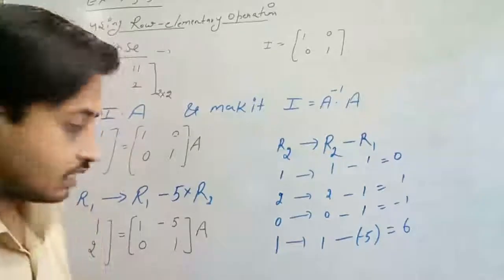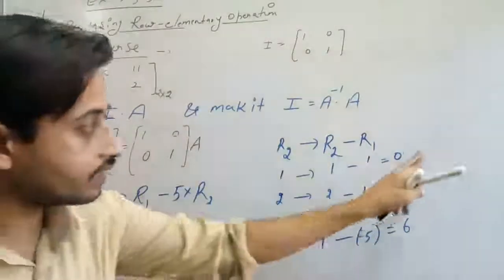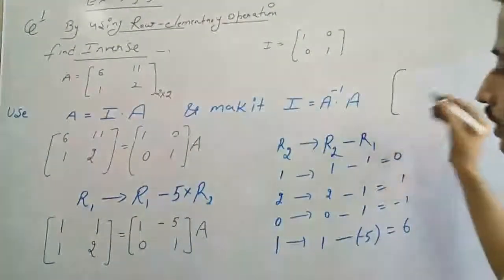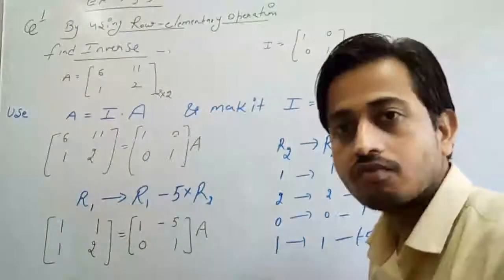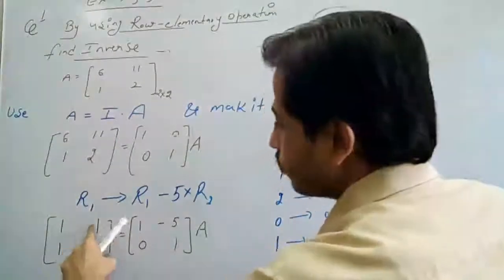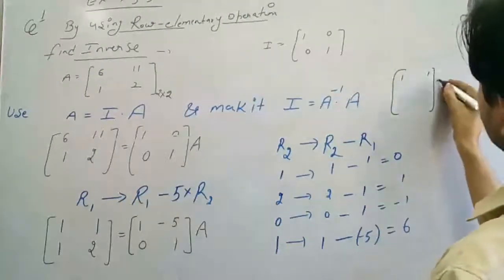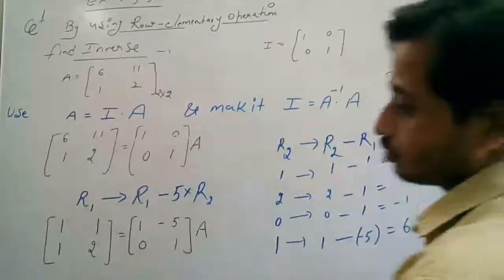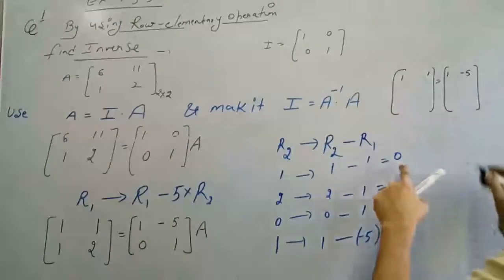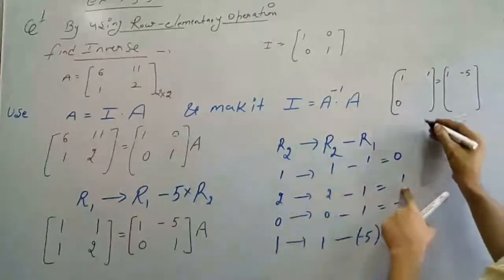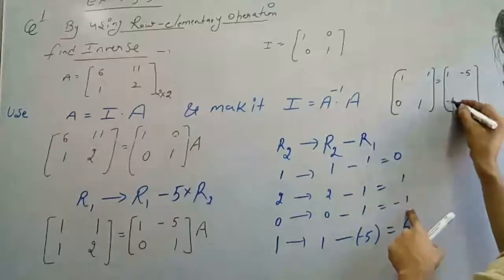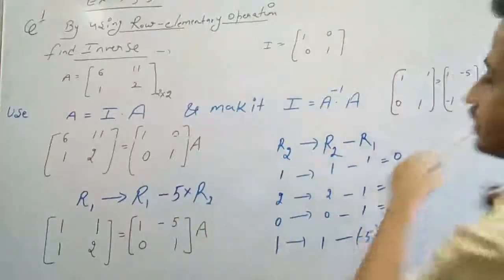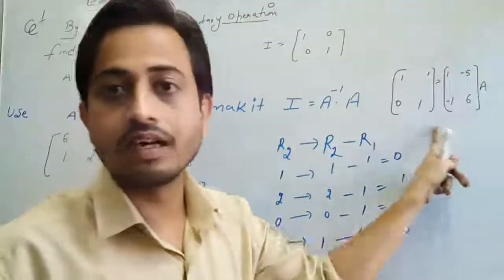Now we have to change the second row to make it as this row. So what's the result? I am writing here what we will get, because we are changing the second row. So R1 remains the same: 1, 1, 1, 1 minus 5. Now the second row is changed. 1 is replaced by 0, 2 is replaced by 1, 0 is replaced by minus 1, and 1 is replaced by 6. And this A is as it is. So we get this matrix.